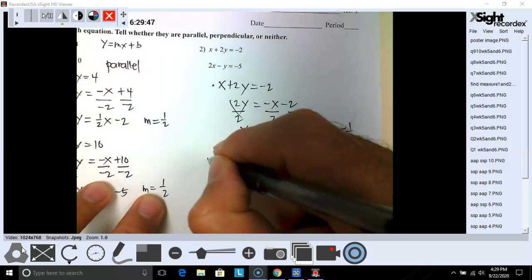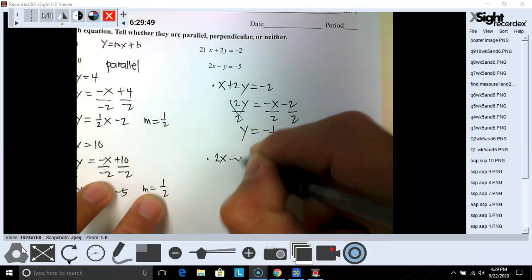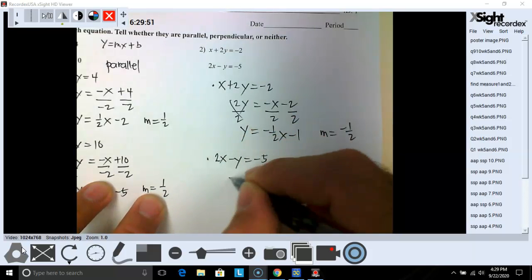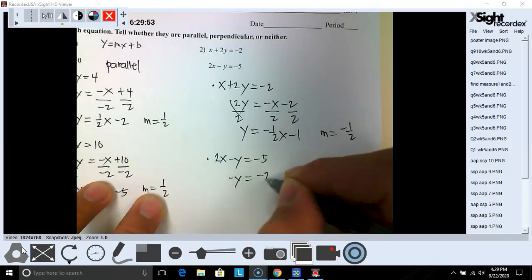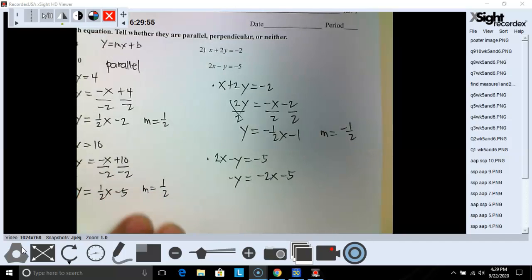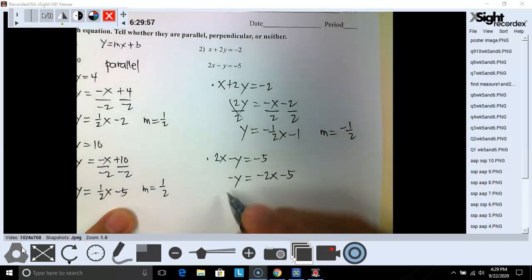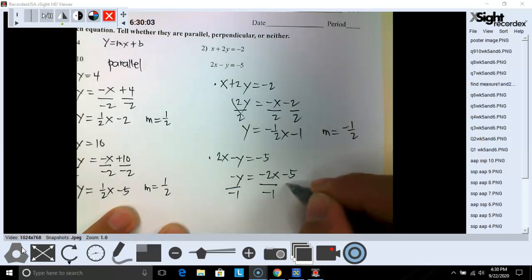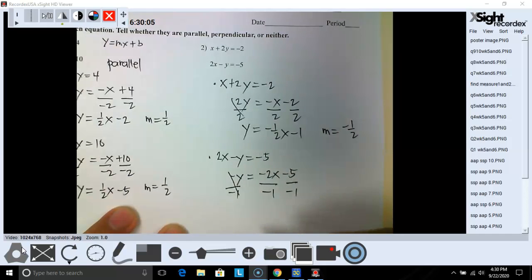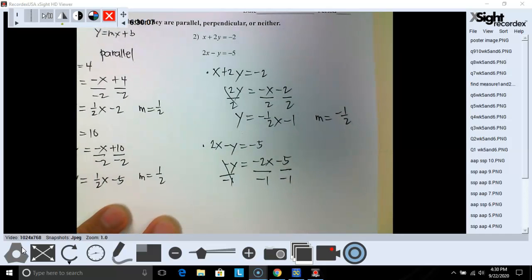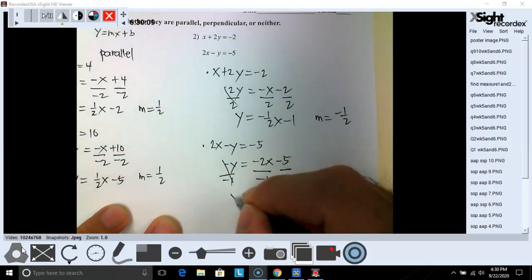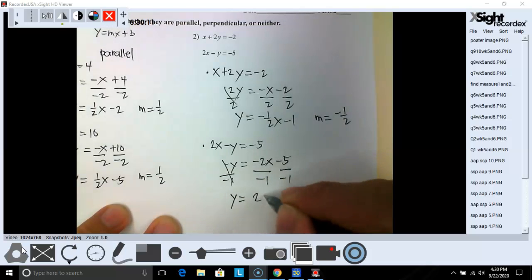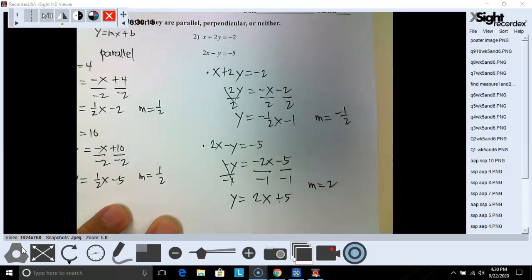What about the second equation here? 2x minus y, we have negative 2x minus 5. Since this is negative, our answer should be in positive form. Divide by -1, divide by -1. The negatives cancel each other out. Y is positive 2x plus 5. So the slope here is 2.